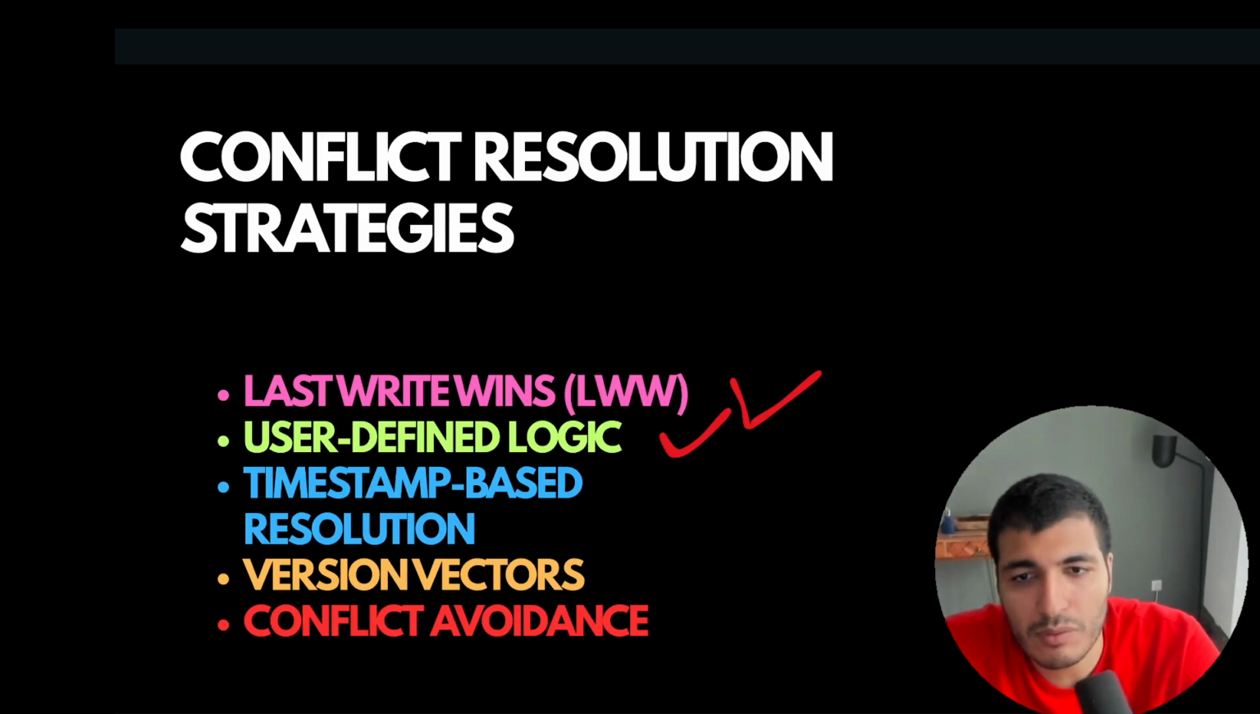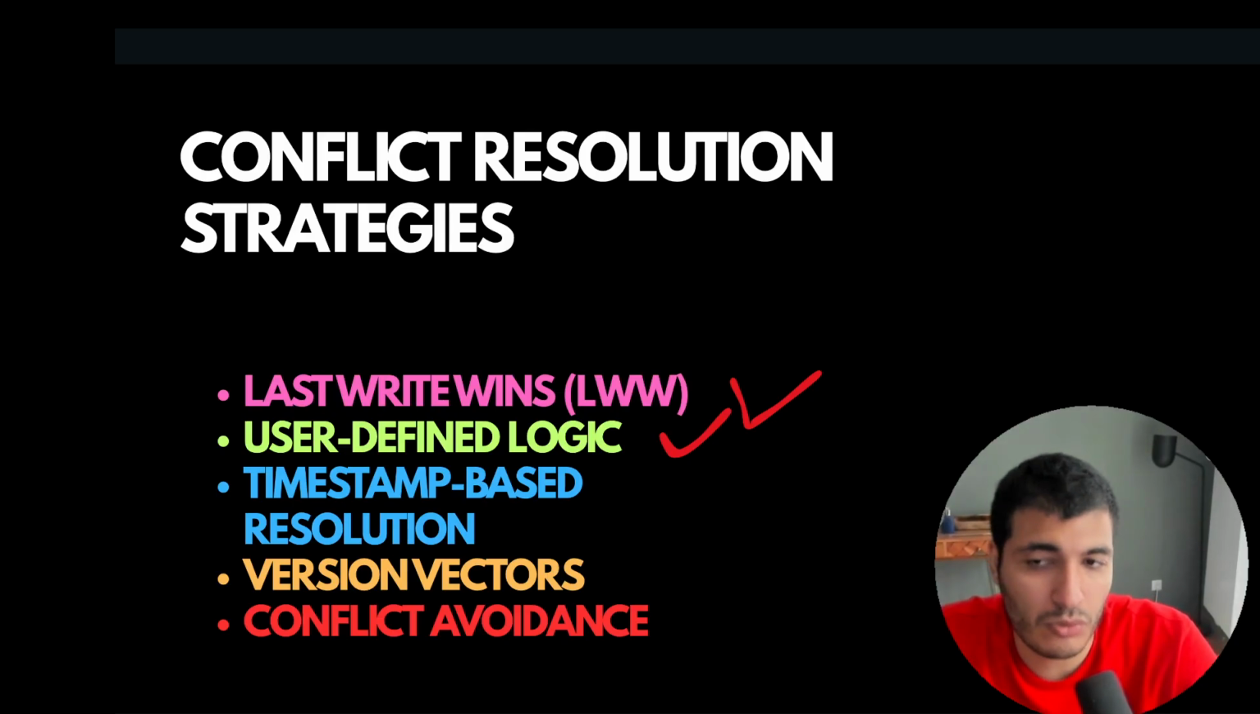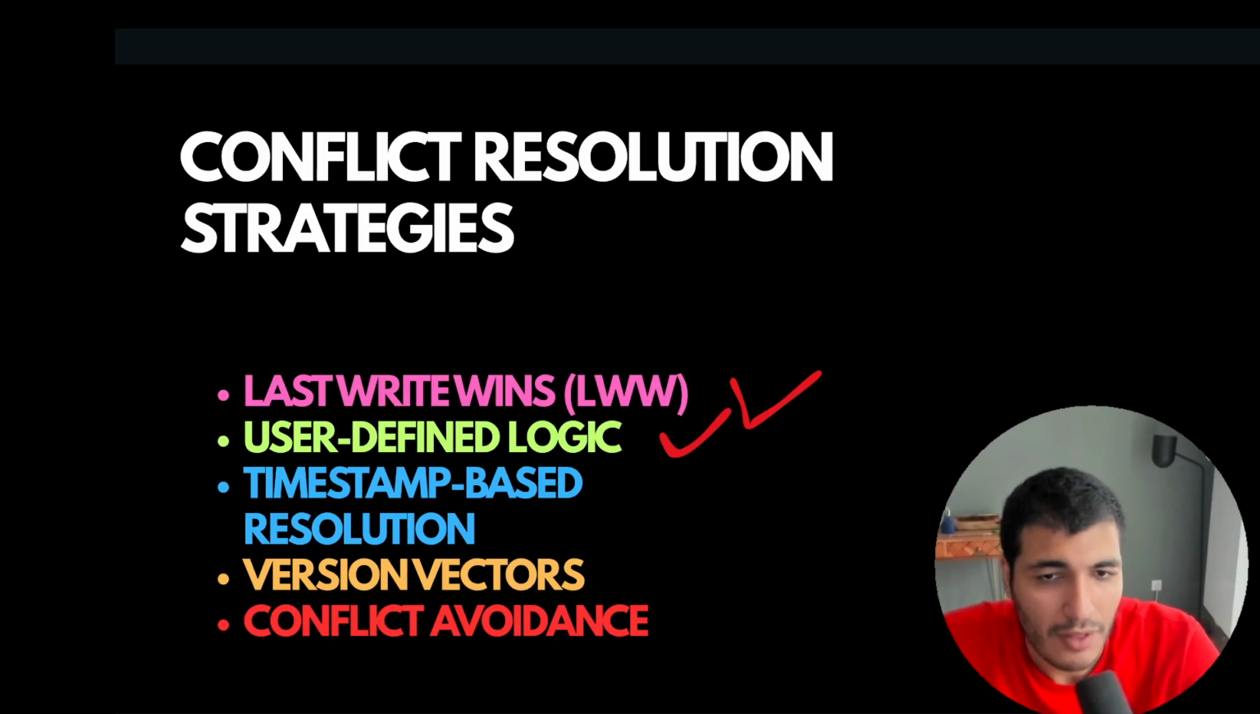Number two, we have user-defined logic. This is often the most robust, but also the most complex. The application developers define specific rules or functions to merge or resolve conflicts. For example, if two nodes update a shopping cart, the resolution logic might involve merging the items from both updates rather than simply overwriting one.